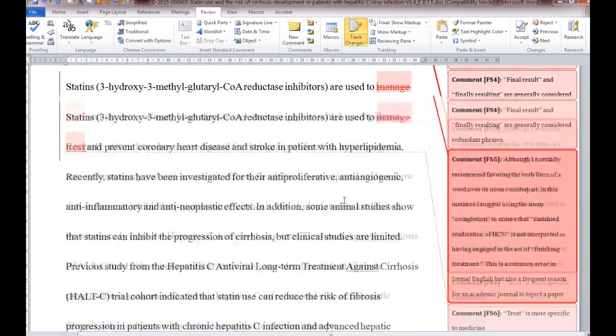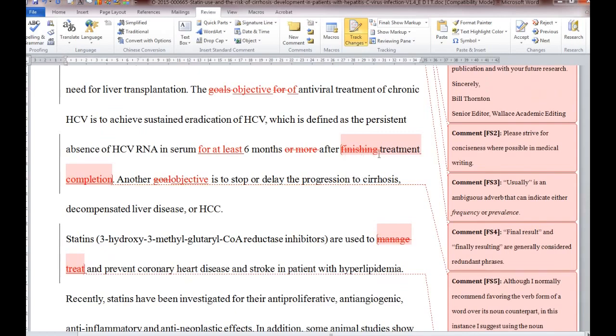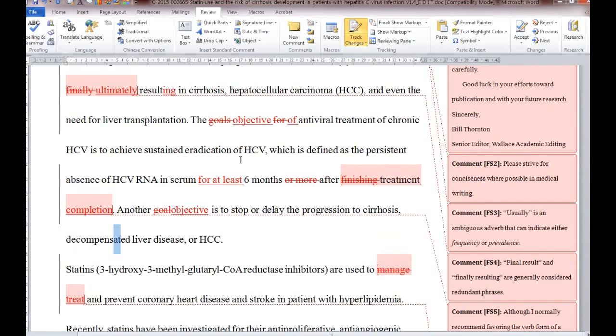This is a common error in formal English, but it's also a frequent reason for an academic journal to reject a paper. This is similar to a dangling modifier or a misplaced antecedent. The point is, we have a verb that is not attributed to the appropriate actor.